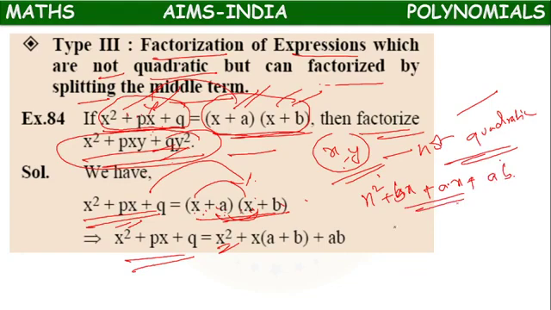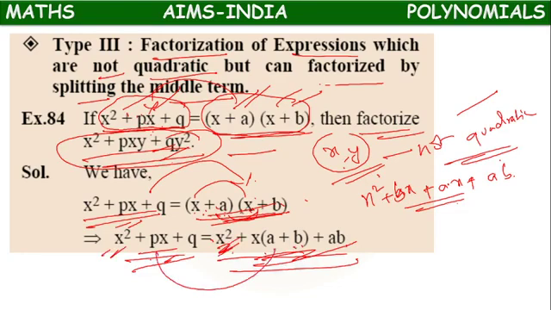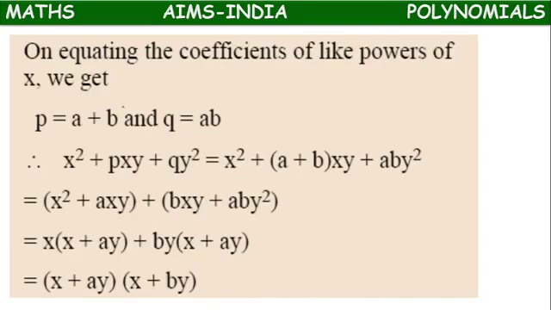Here bx plus ax, x we can take common. So if we multiply the 2 factors, we will get x square plus x into a plus b plus ab. These 2 are equal, LHS and RHS are equal. If we equate them, x square equal to x square, px equal to x into a plus b, means p equal to a plus b, q equal to ab. If we make them equate, p equal to a plus b, q equal to ab coming.